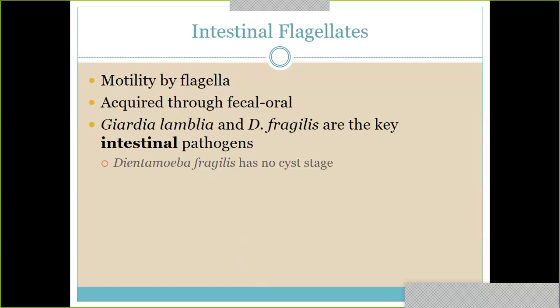So just a quick note, Dientamoeba fragilis only has a trophozoite stage that we identify. We don't really see the cyst stage. So at this point, there's no cyst stage to worry about for Dientamoeba fragilis. Also, yes, it has the word amoeba in its name. It's really confusing. It's going to even look like an amoeba, but it is a flagellate. So keep that in mind.